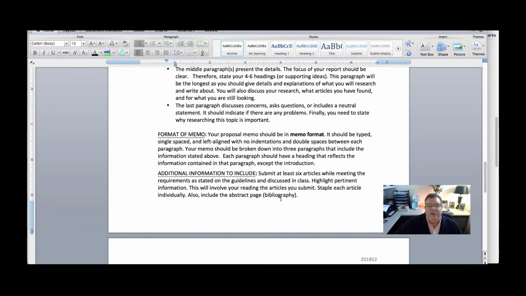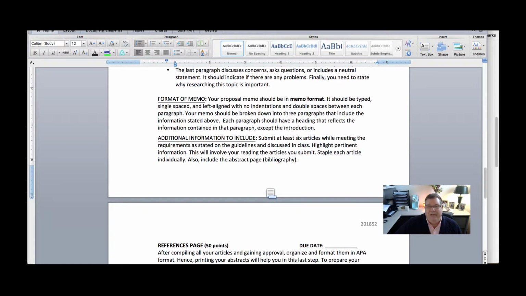So the other information you're going to include is at the back of the proposal memo. You're going to have at least six to eight sources that meet the requirements that we talked about. In other words, they should be from the database, mostly from the database. And you can use SIRS, and you can use Statista, EBSCOhost, but they should generally be database articles.